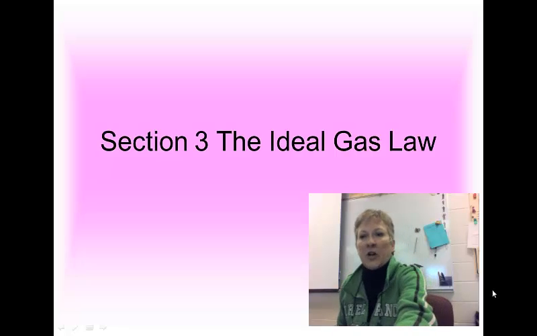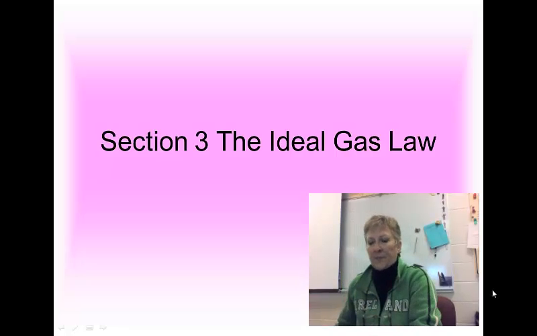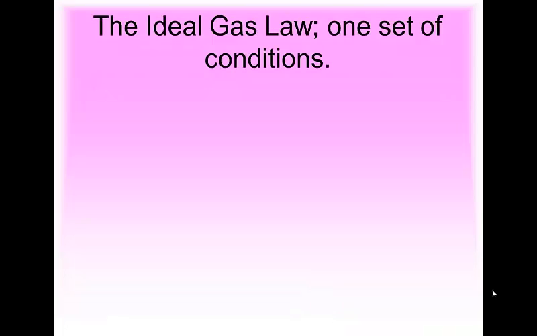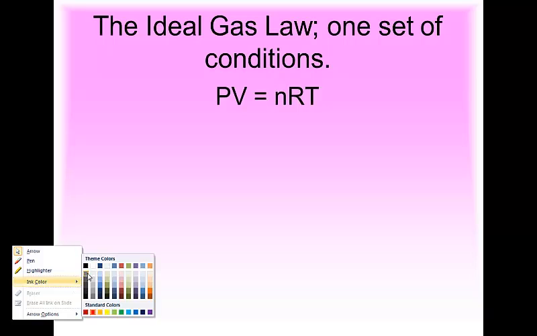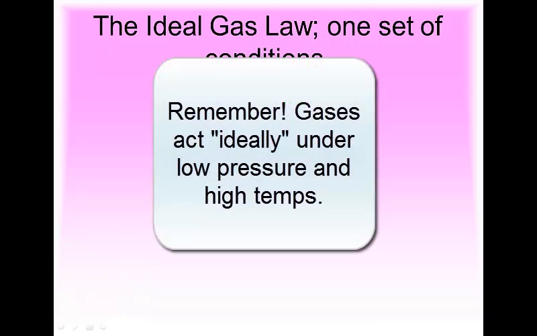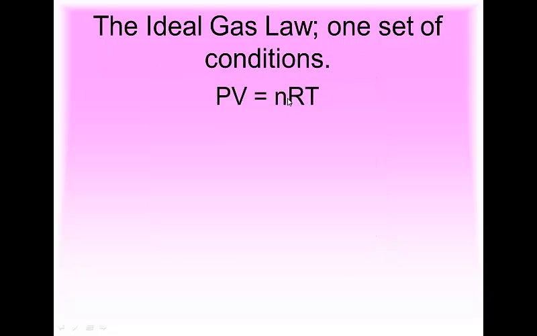This is where we're going to start, the ideal gas law. The ideal gas law is for one set of conditions. I call it PIVNERT for short. Notice that this is the computation that accompanies the ideal gas law. There's going to be 1, 2, 3, 4, 5 variables as written.